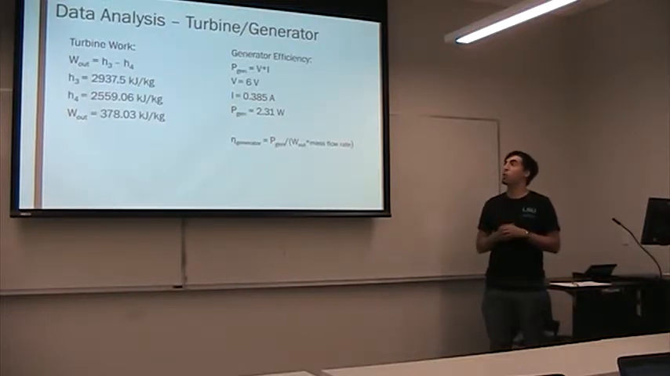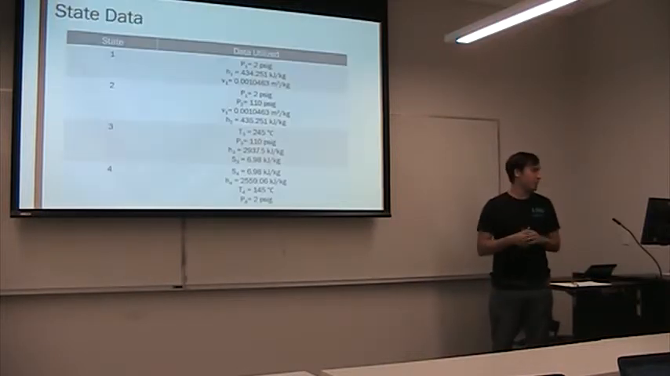So the work out from the turbine was 378 kilojoules per kilogram, and then the generator efficiency. So I found the power generated in the generator was 2.31 watts. I couldn't figure out what the power or the work rate was for the turbine from the data I had, since we didn't really do the experiment. We just kind of had the data. I did the best I could, so I'll just disclose that.